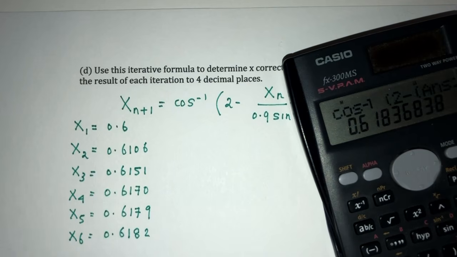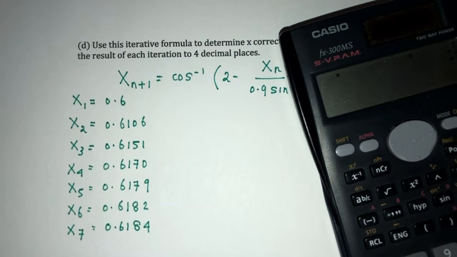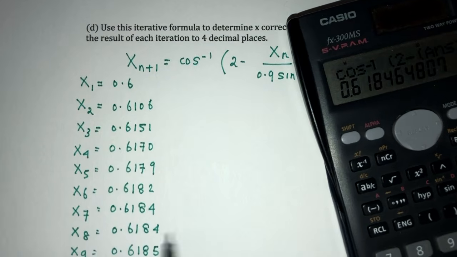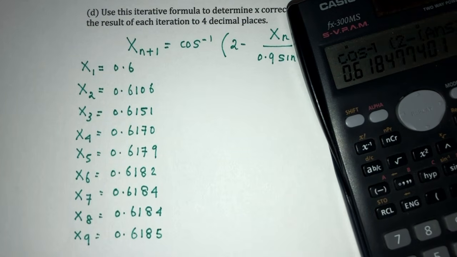0.6182 x7, 0.6184 x8, 0.6184 and x9, 0.6185. Now of course you can keep going on.